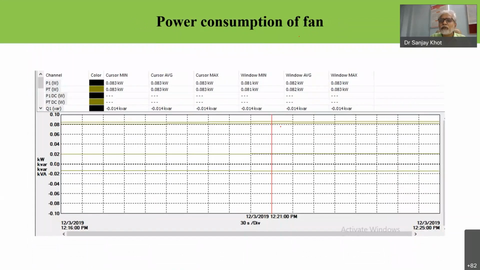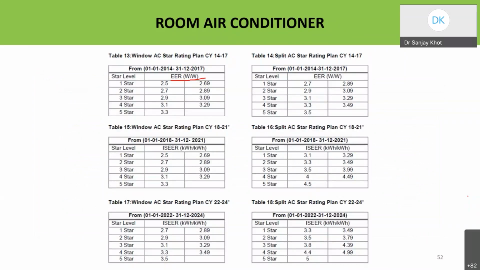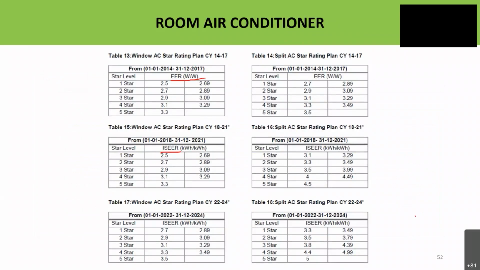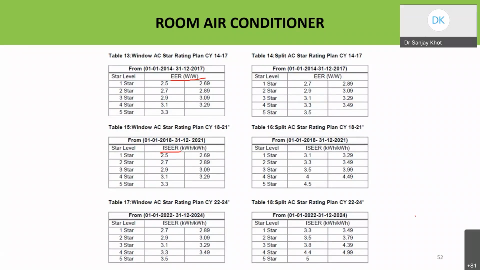Now this is for the air conditioner. For the air conditioner also, details are given. Air conditioners are rated on the basis of energy efficiency ratios. Nowadays, for Indian climatic conditions, they use ISEER, the Indian Seasonal Energy Efficiency Ratio. So while purchasing an air conditioner, we should read the value available on the nameplate, and on that basis you can purchase. If the value is higher, it is more energy efficient, and the values go higher with the star labels.